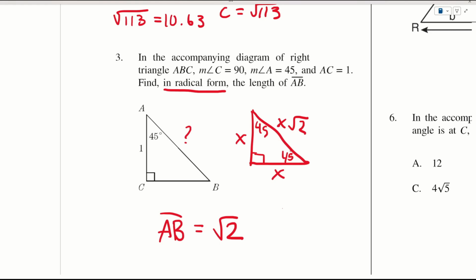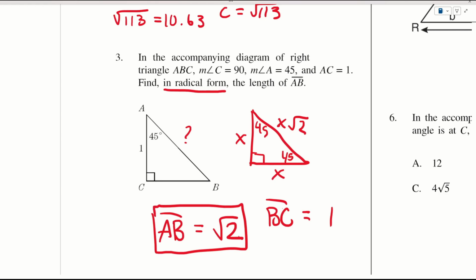And they were asking us to find the length of BC. Then our length of BC is going to be the same as 1, okay? But this is much different. It was a 30, 60, 90 right triangle. So our answer for this question is going to be root 2. And it is in radical form, so that checks our answer off.